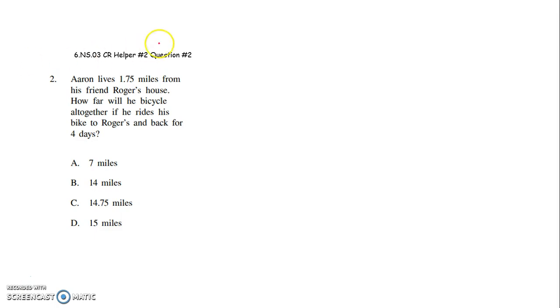All right, so here's Aaron's house. Here's Roger's house. Let's make that an R. And the distance between those two homes is 1.75 miles. Aaron's going to get on his bike. I don't really know how to draw a bicycle, no worries. There he is. And he's going to go to Roger's house and back for 4 days.